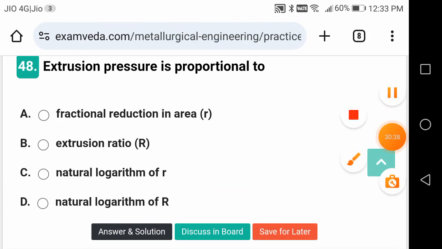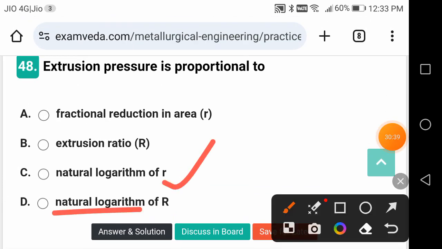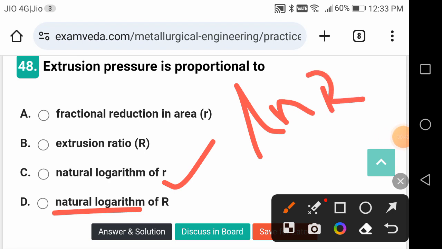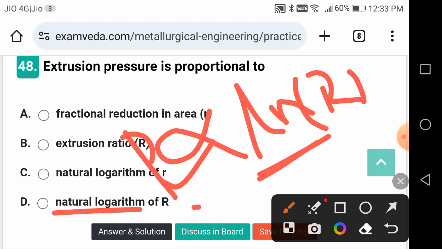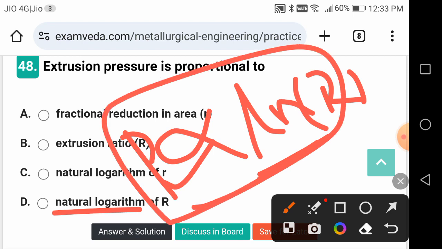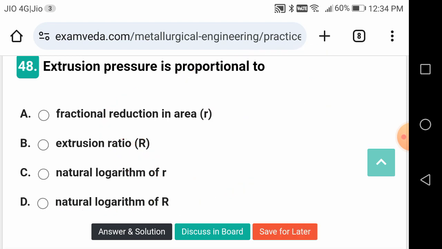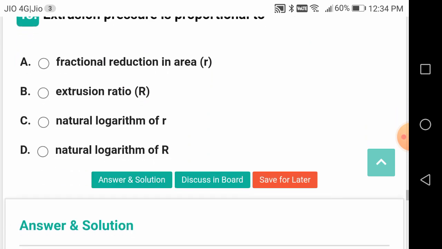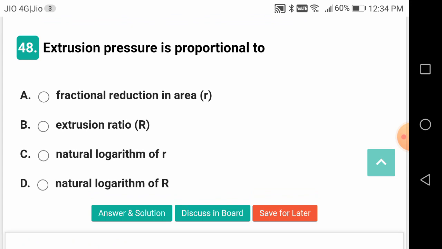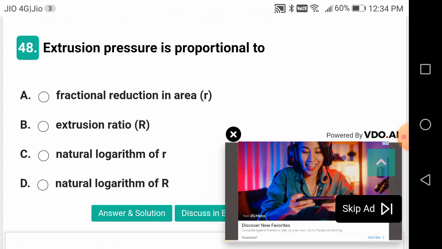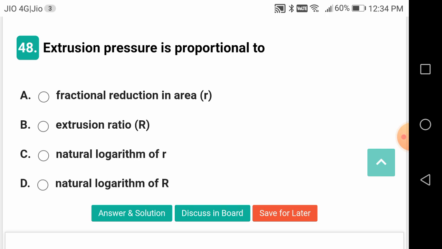Extrusion pressure is proportional to natural logarithm of radius, ln r. What is this? Extrusion pressure is directly proportional to natural logarithm of the r. Right. That means extrusion ratio. Small r is the fractional reduction area, or extrusion ratio is r. So, extrusion pressure is proportional to natural logarithm of extrusion ratio.